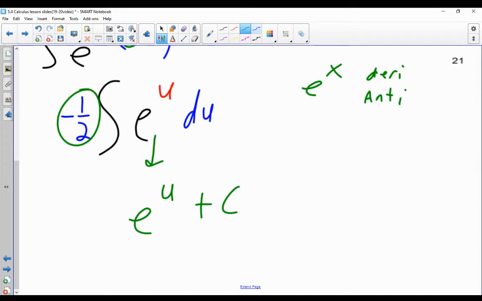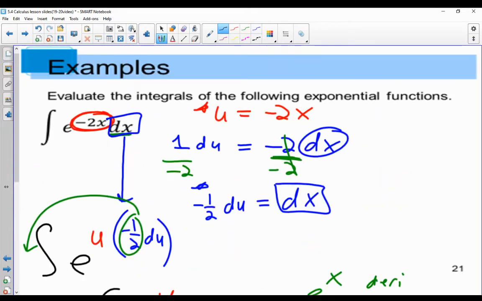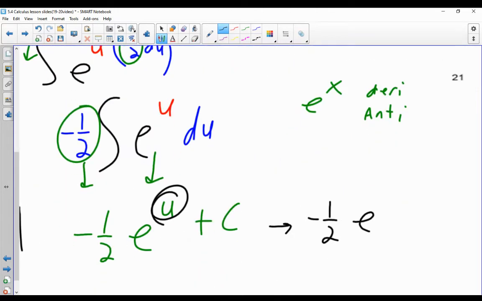And then take the negative 1/2. That goes in the front. And you're 99% done. You just have to take care of the power, because we can't leave u in our final answer. We've got to go back to its original. And the original u was negative 2x. So put in the original power, negative 2x, plus c.